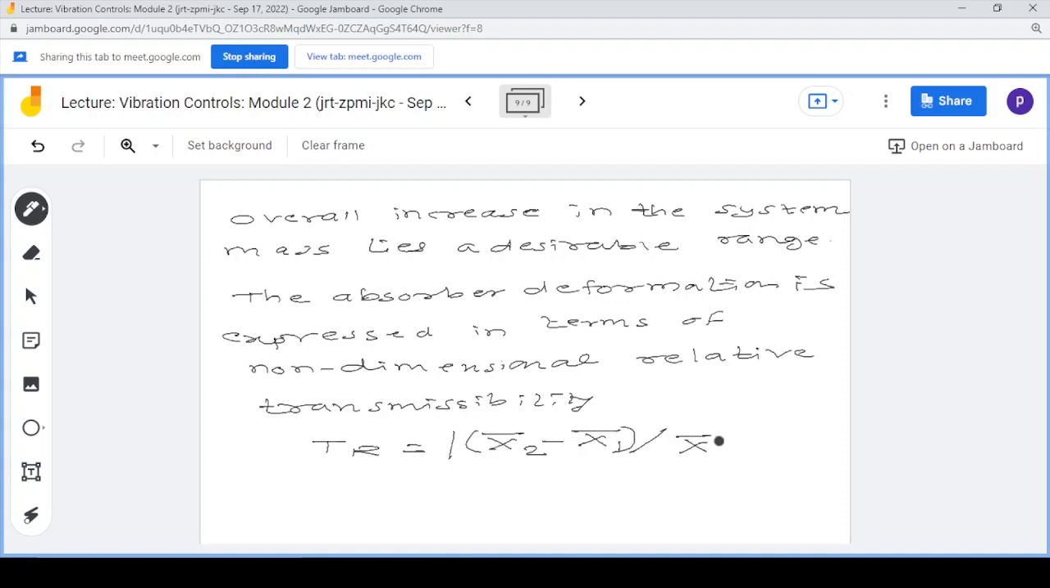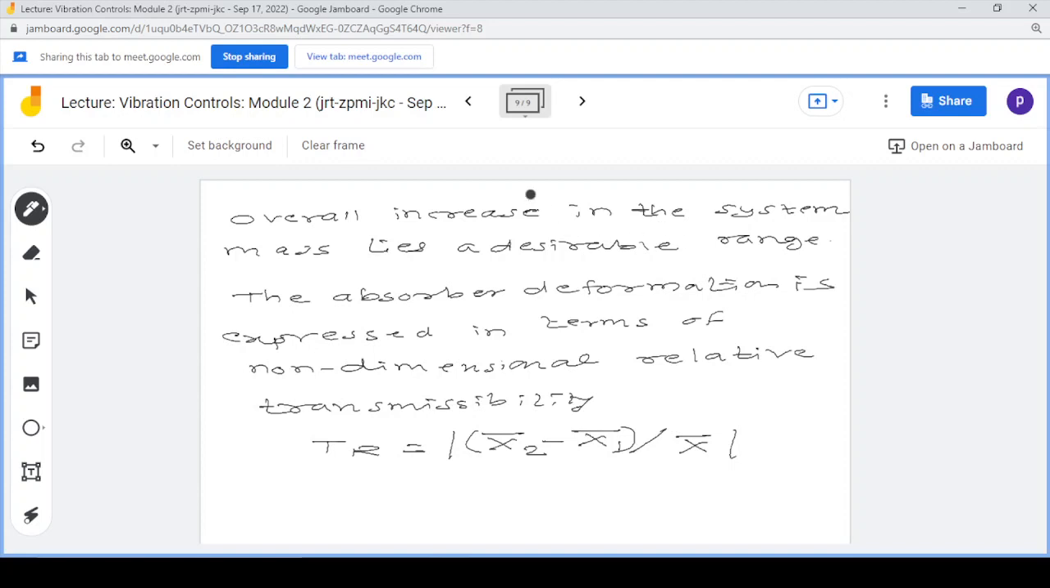What is this x2 bar and x bar? X2 bar is the displacement magnitude for the secondary mass. X1 is the displacement amplitude for the first mass, and x bar is the amplitude for the base, right?